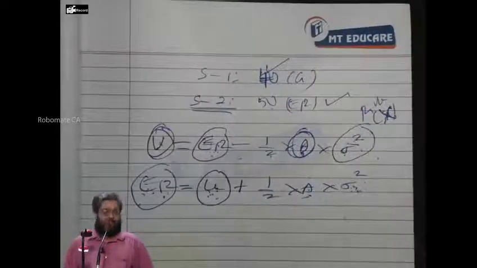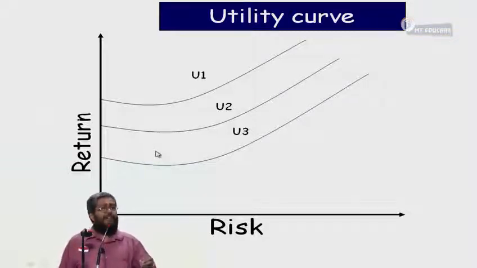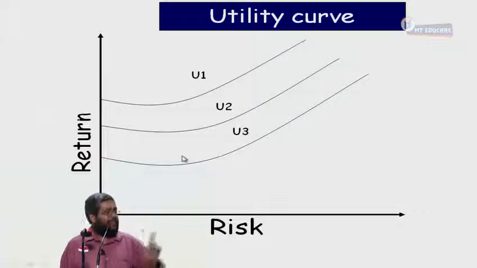Now see, the same person will have 3 adjustment factors: 1, 2 and 3. All points on 1 will give the same happiness U1. All points on 2 will give the same happiness U2. All points on 3 give the same happiness U3. But for a given return, the happiness will be highest in U1, second highest in U2, and third highest in U3. Always shares in U1 give me more happiness than U2, and U2 gives more happiness than U3. It all depends on my adjustment factor, risk averse factor.